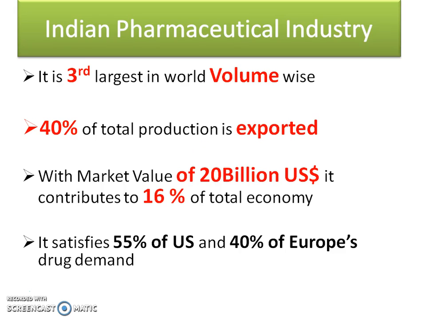And at the end, I would like to tell you that the Indian pharmaceutical industry is the third largest in the world volume wise. 40% of the total production in India is exported. With a market value of $2 billion US, it contributes 16% of the total Indian economy. And not only this, it also satisfies 55% of US and 40% of Europe's drug demand. So I hope you have got a glimpse of a drug and dosage forms and the contribution of the Indian pharmaceutical industry. Thank you.